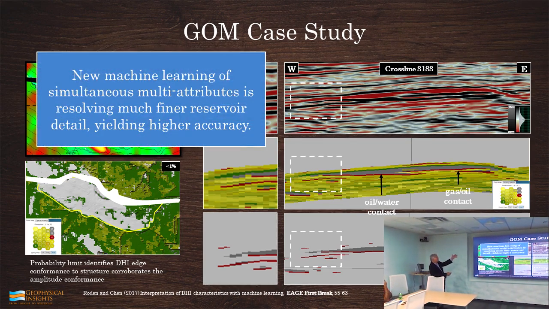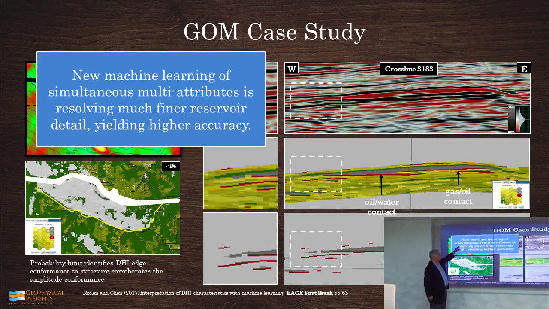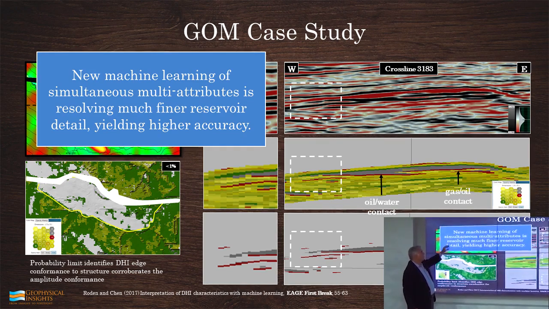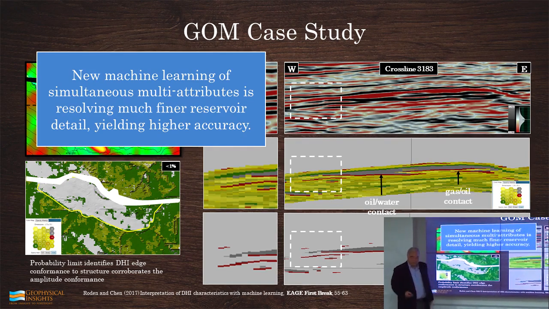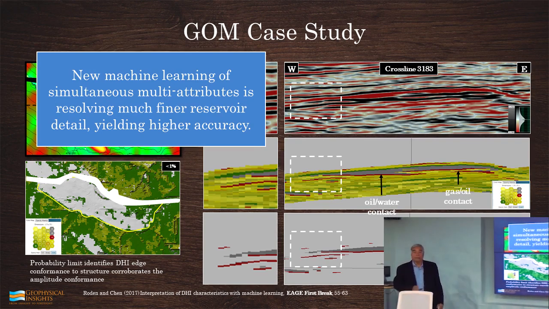So this new machine learning, using simultaneous multi-attributes, is resolving reservoir properties on a much finer detail than we've ever had before. And this is being used all over the world now, frankly.